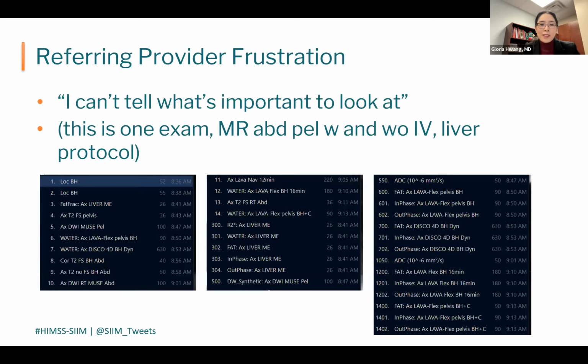And here's just one example of MRI. This is one exam. All those series are just from one exam, and this is what drives our referring providers crazy. And I think having some standardization so they just know, like, standard, what are some of the common series that people use would be very helpful for them.